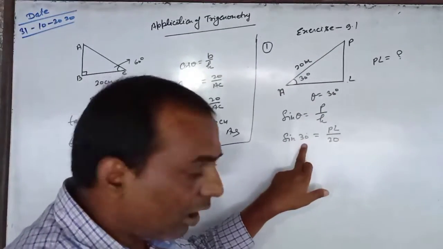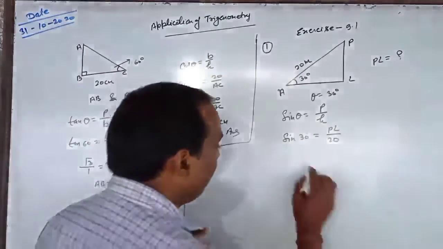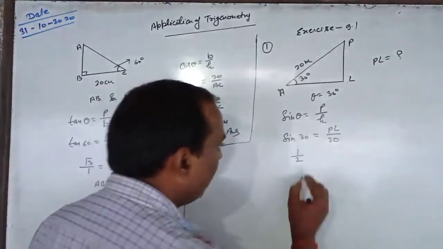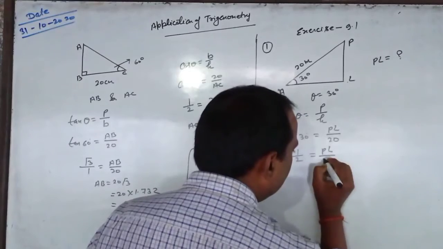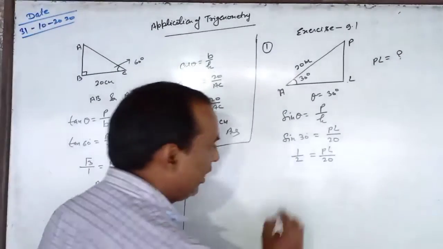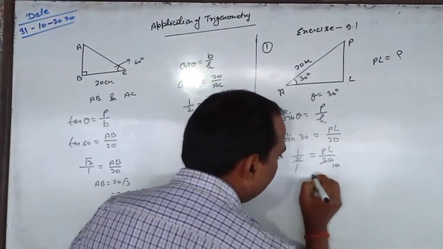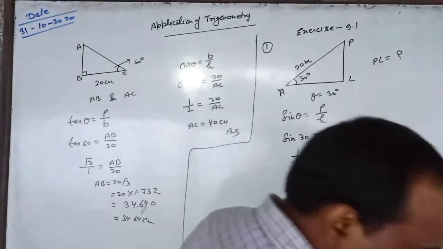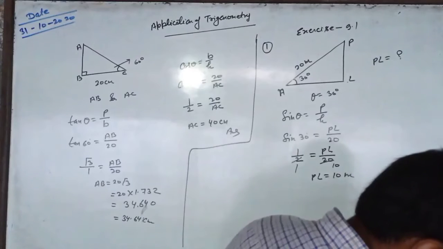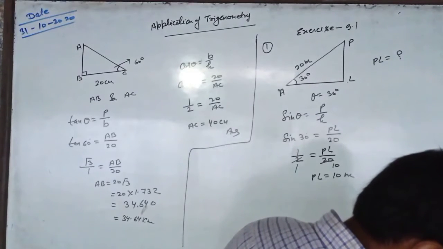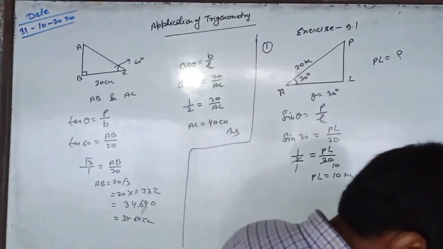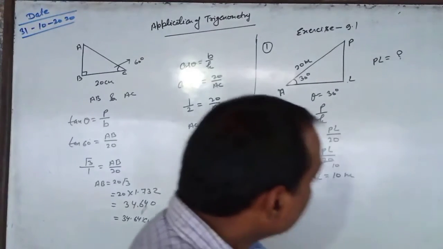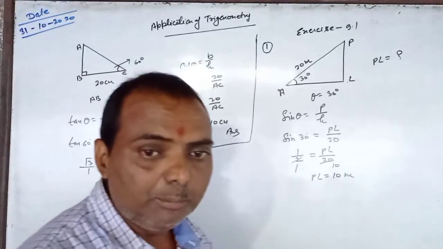Here sin 30 equals 1 by 2, so sin 30 equals 1 by 2 equals PL by 20. Here 2 ones are 2, 2 tens are 20, so PL equals 10 meter. Also here we had to find the height of the pole. Now your answer is complete.